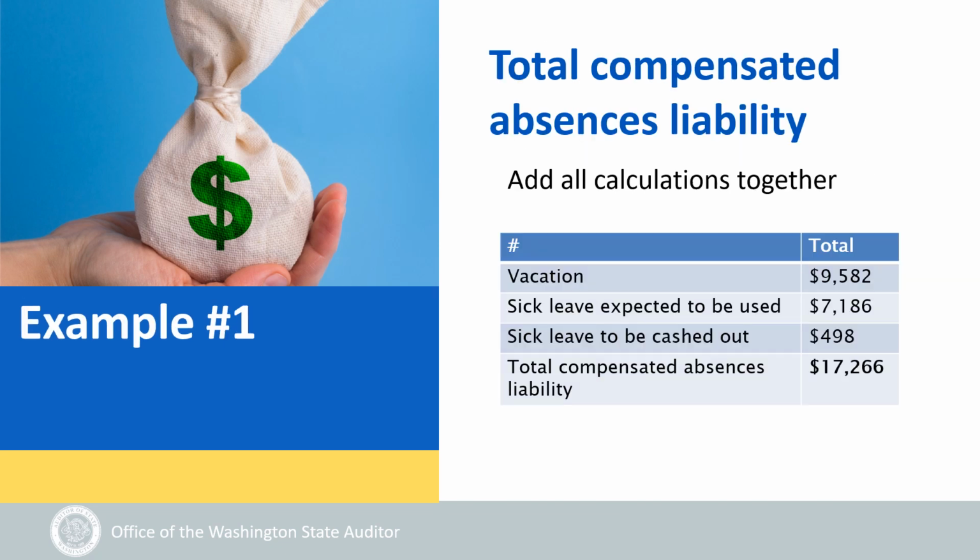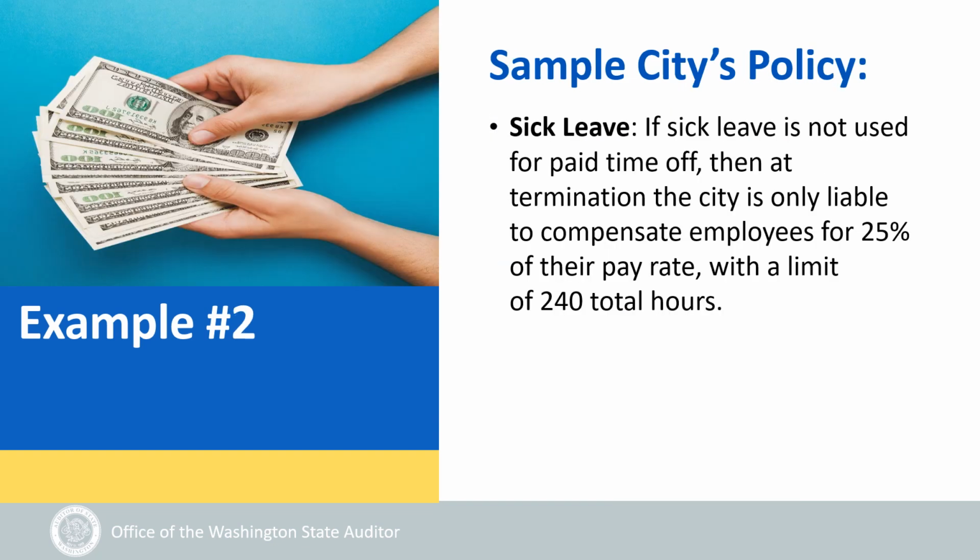The last step is to add all of those calculations together to get your total compensated absence liability. So we take vacation leave, sick leave expected to be used, and sick leave to be cashed out and get a total liability of $17,266.